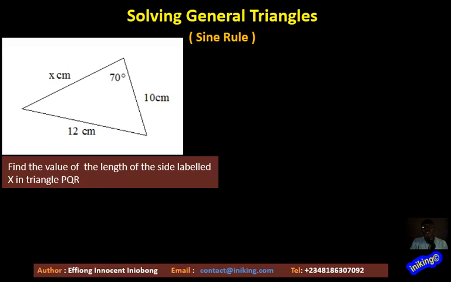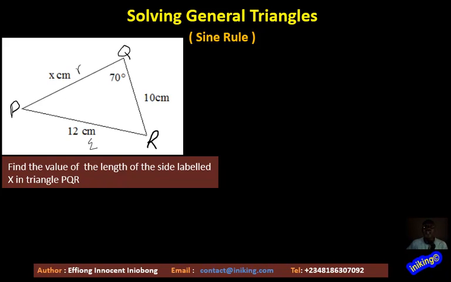Find the value of the length of the side labeled X in triangle PQR. The triangle is actually labeled PQR. Let's quickly label that triangle. Let's call this P, let's call this Q, and let's call this R. In this case, it's going to be our lowercase p, and this is q. I am asked to find the side labeled X there, and that means r.